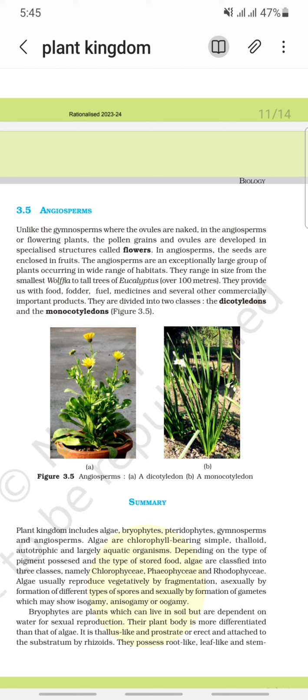Unlike the gymnosperms, where the ovules are naked, in the angiosperms or flowering plants, the pollen grains and ovules are developed in specialized structures called flowers. In angiosperms, the seeds are enclosed in fruits. The angiosperms are an exceptionally large group of plants occurring in a wide range of habitats. They range in size from the smallest Wolffia to tall trees of Eucalyptus over 100 meters. They provide us with food, fodder, fuel, medicine, and several other commercially important products. They are divided into two classes, the dicotyledons and the monocotyledons.